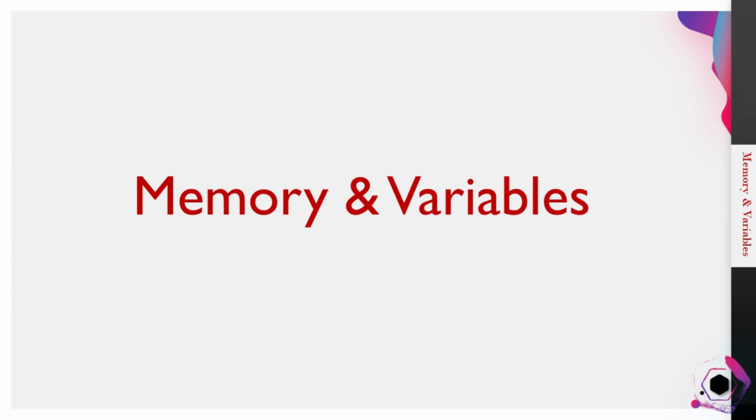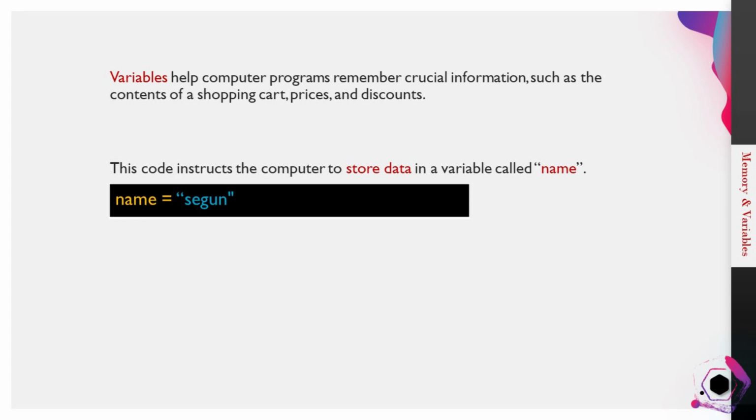Memory and variables. Variables help computer programs remember crucial information, such as the content of a shopping cart, prices, and discounts. This code instructs the computer to store data in a variable called name. So it means if you want to call this Shegun, print name, it will print Shegun.